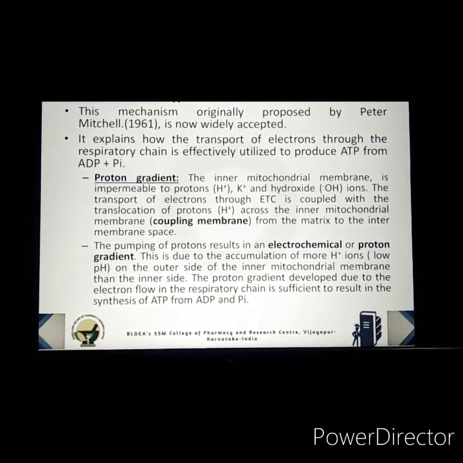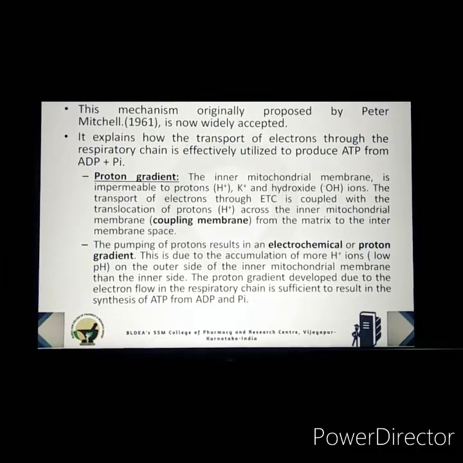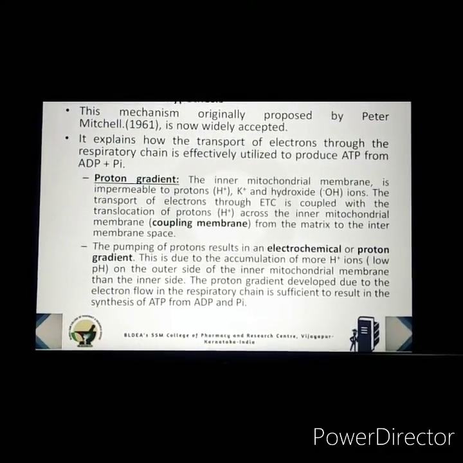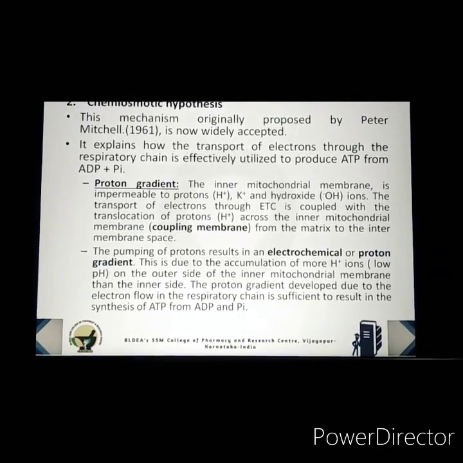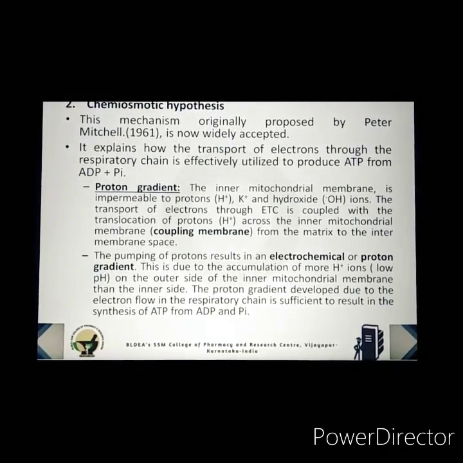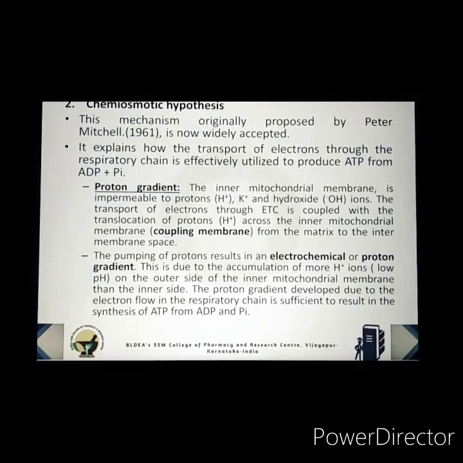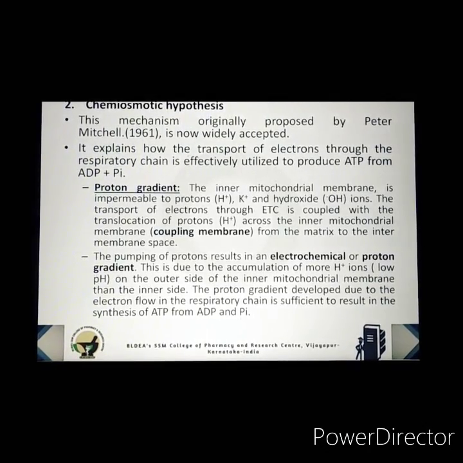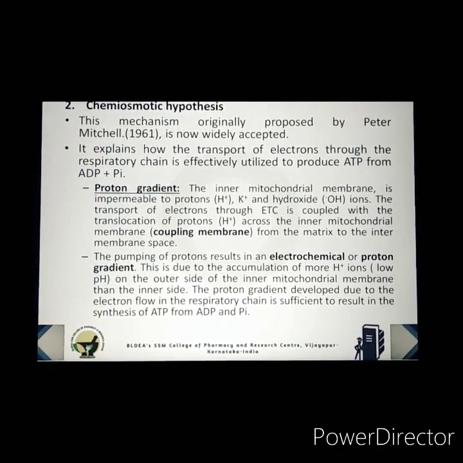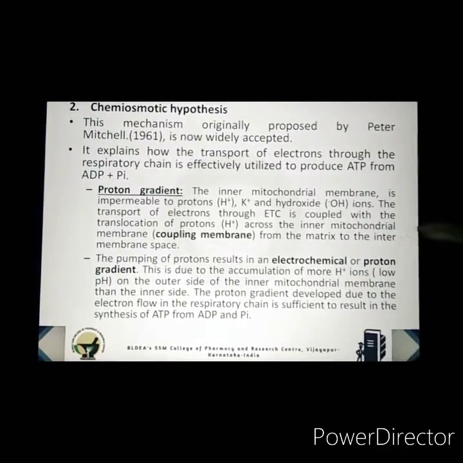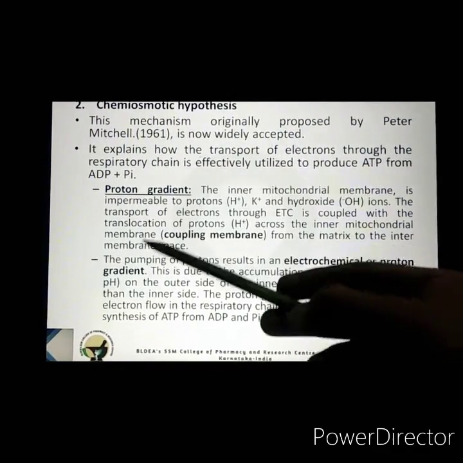Now the transport of electrons through the ETC is coupled with the translocation of protons. We have also learned that during the transfer of electrons from one complex to the other, there is also transfer of protons from the mitochondrial matrix to the intermembrane space. So these both reactions are coupled. After coupling of these reactions, there is an increase in protons in the intermembrane space, resulting in an electrochemical or proton gradient.